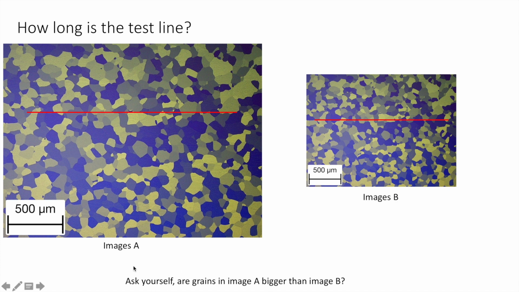So the first thing I want you to ask yourself: are the grains in image A bigger than image B? Okay, are the actual grains bigger in image A or image B? Well, what you'll find is that all I've done is I've taken image A and I've shrunk it down a little bit, and I've called it image B. The grains are exactly the same size. The image is smaller, but the grains are exactly the same size.